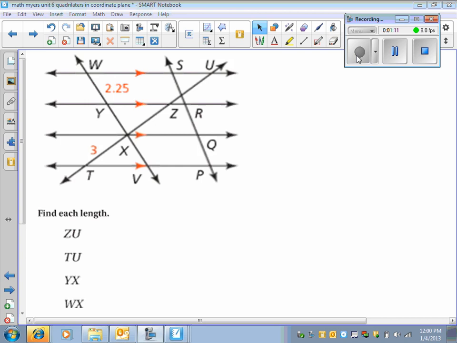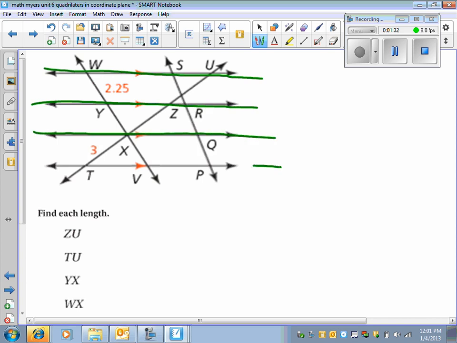All right, here we go. Let's put it into action. Got a lot going on in this picture. But what we need to focus on is parallel lines, congruent segments, and transversals. Well, I see my parallel lines here, here, and here, and here. But I don't see my congruent segments.